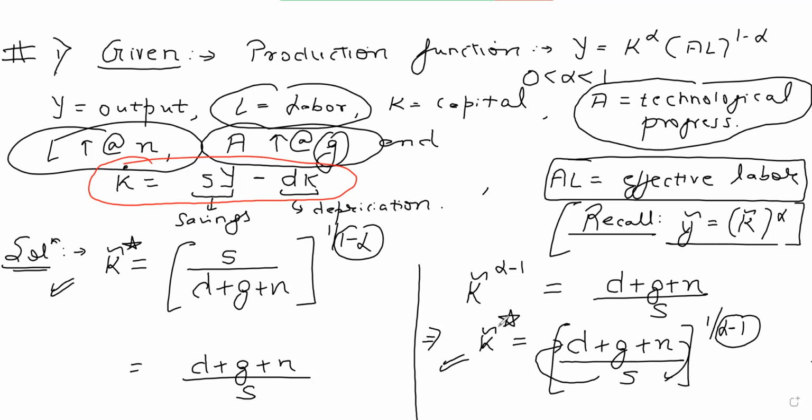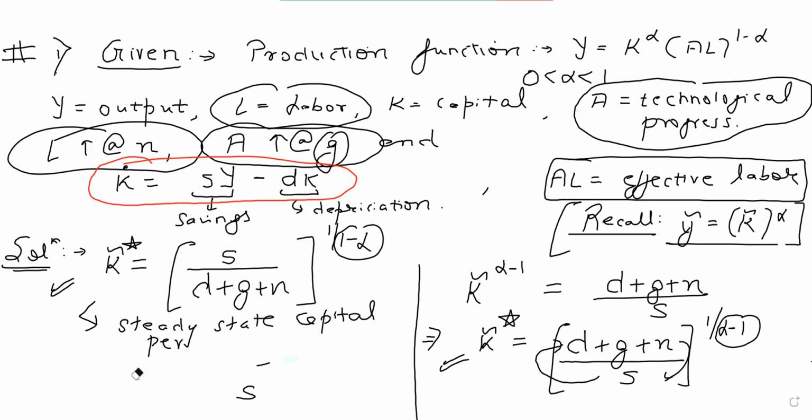Why? Because this is called the steady state level of capital stock per effective worker. So I can write this is the steady state capital per effective worker. This is what the question was asking me to derive.